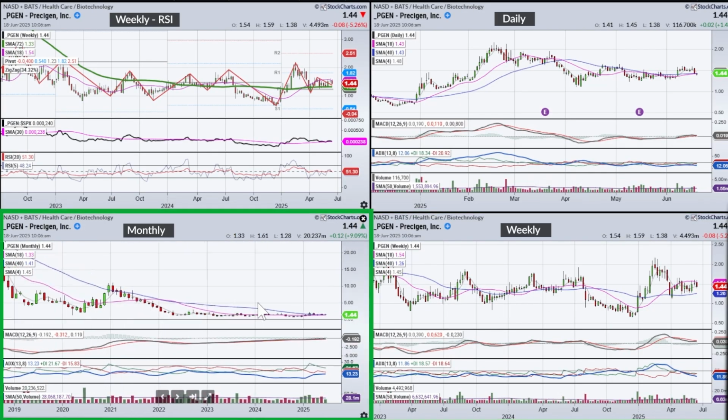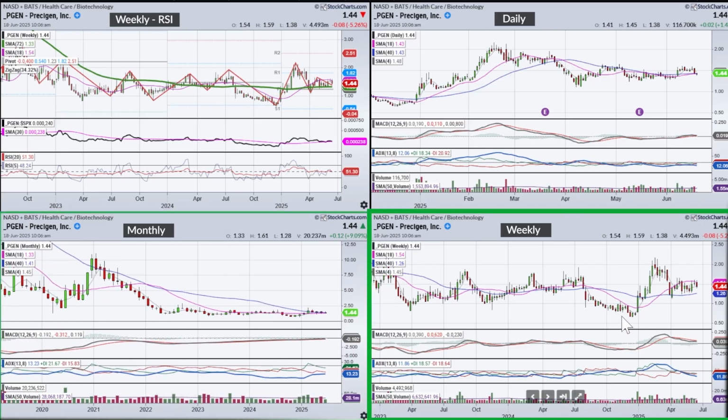PGEN. Not as attracted to this one, really. Made a move up and didn't hold the breakout area. Came back down a little hard. 18-week is rolling over. This needs a little bit more time. I think it might have a little bit of a trading move, maybe up to 2 or something like that. But for me, I would be looking at something else.